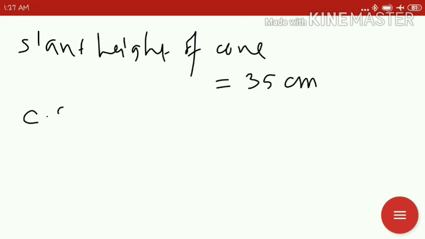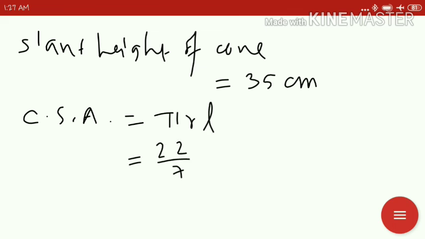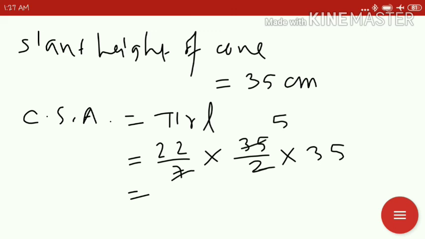So therefore curved surface area, that is the formula pi R L, put the value 22 by 7. R means already we have found out, that is 17.5, or you can take it as 35 by 2, and the slant height is also 35. Now 7 you can cancel by 5, that will be 11. So if you calculate, you will get the answer as 1925 centimeter square. That is the answer.